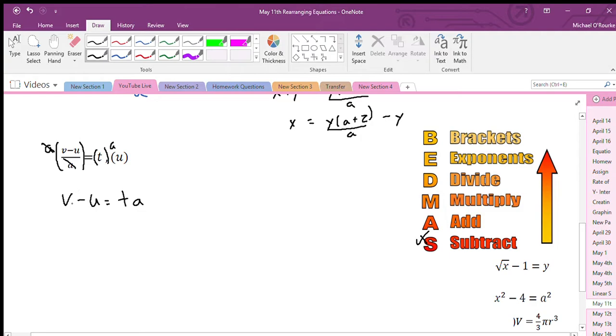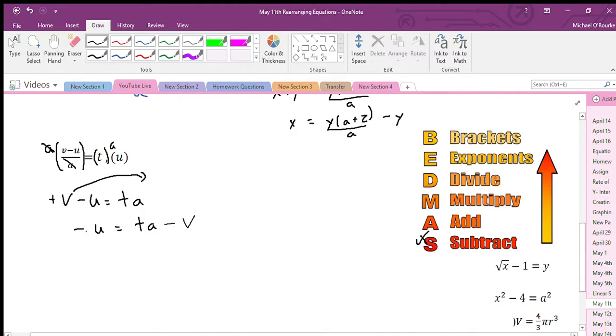we're free to get rid of the V. Okay, so we want to get rid of the V. Right now it's plus V minus U. So we're going to move that over. And we have minus U equals TA minus V.